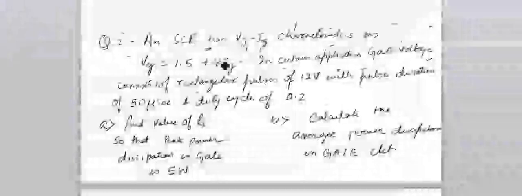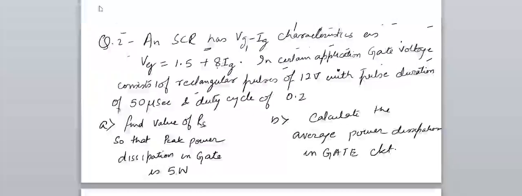This is the question that you need to try for your SCR gate characteristics. An SCR has a VI characteristic as VG equals 1.5 8 Ig. In a certain application, the gate voltage consists of a rectangular pulse of 12 volts with a pulse duration of 50 microseconds and a duty cycle of 0.2. Find the value of Rs so that the peak power dissipation in the gate is 5 watts.